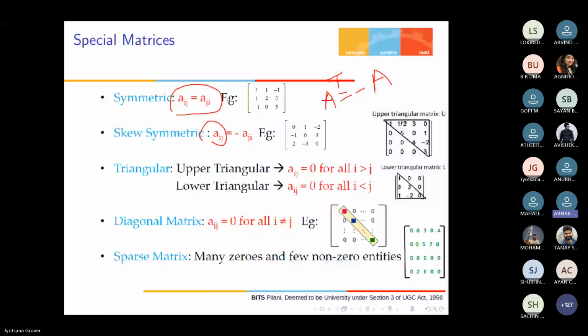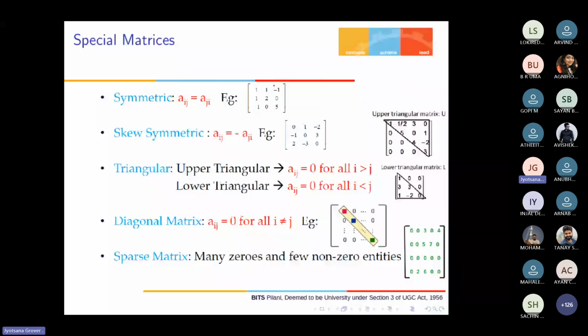Ma'am, I have one doubt. Yes, please tell me. In the first one, that -1, A_ji equal to A_ij, but how is that -1? Actually, this is not symmetric. If you want it to be symmetric, keep it +1. There is a typo here. Okay, so this has to be +1 if you want it to be symmetric.